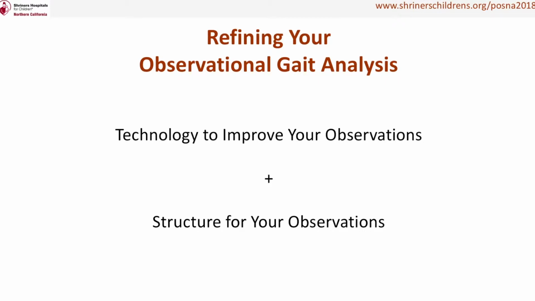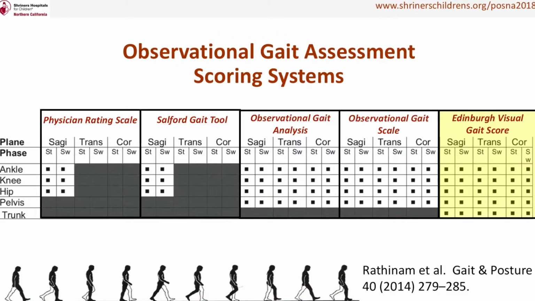While technology is cool, structuring your observations objectively will allow you to take your observational gait analysis to the next level. A recent review has shown that the Edinburgh Visual Gait Score, designed for the assessment of gait in children with CP, is the most comprehensive of the scoring systems.